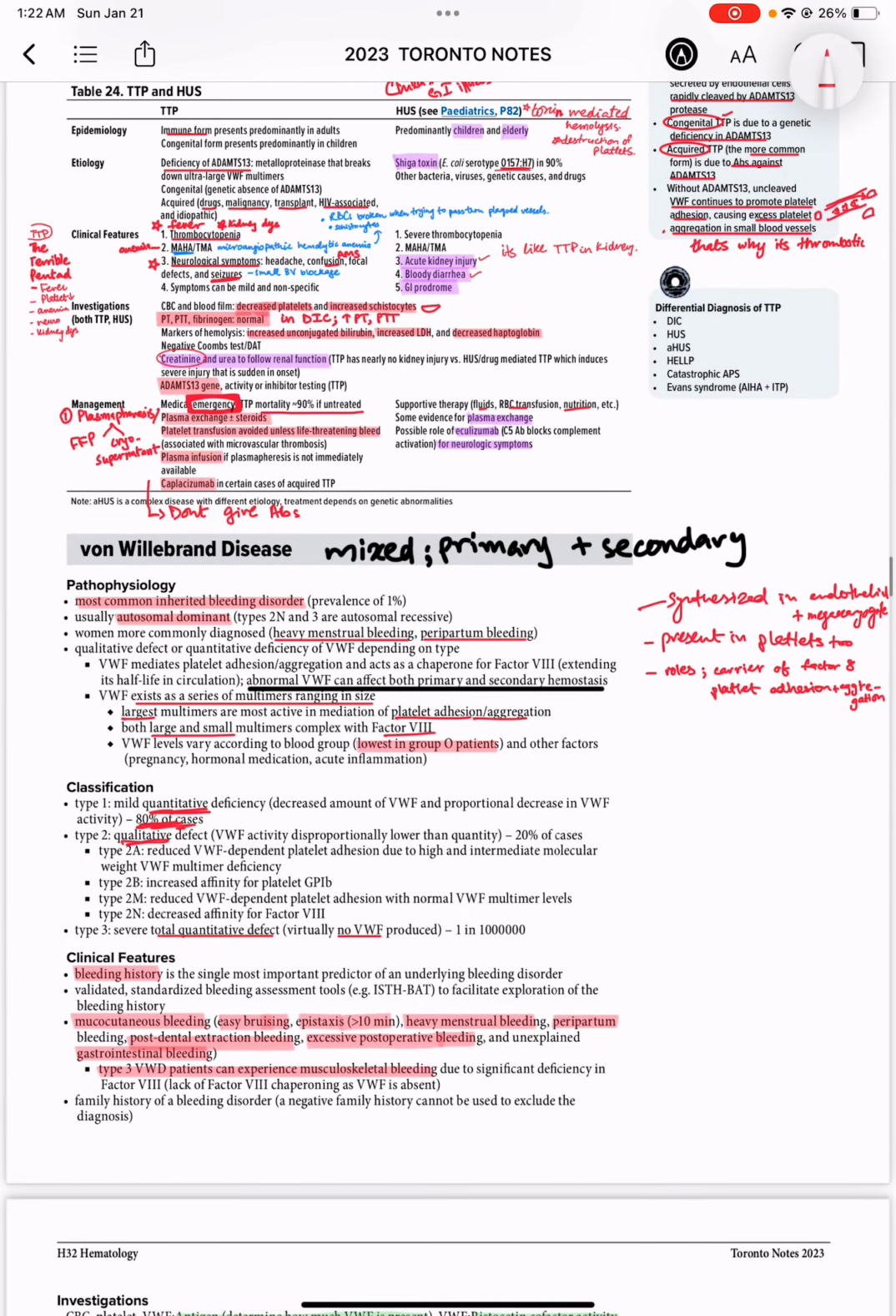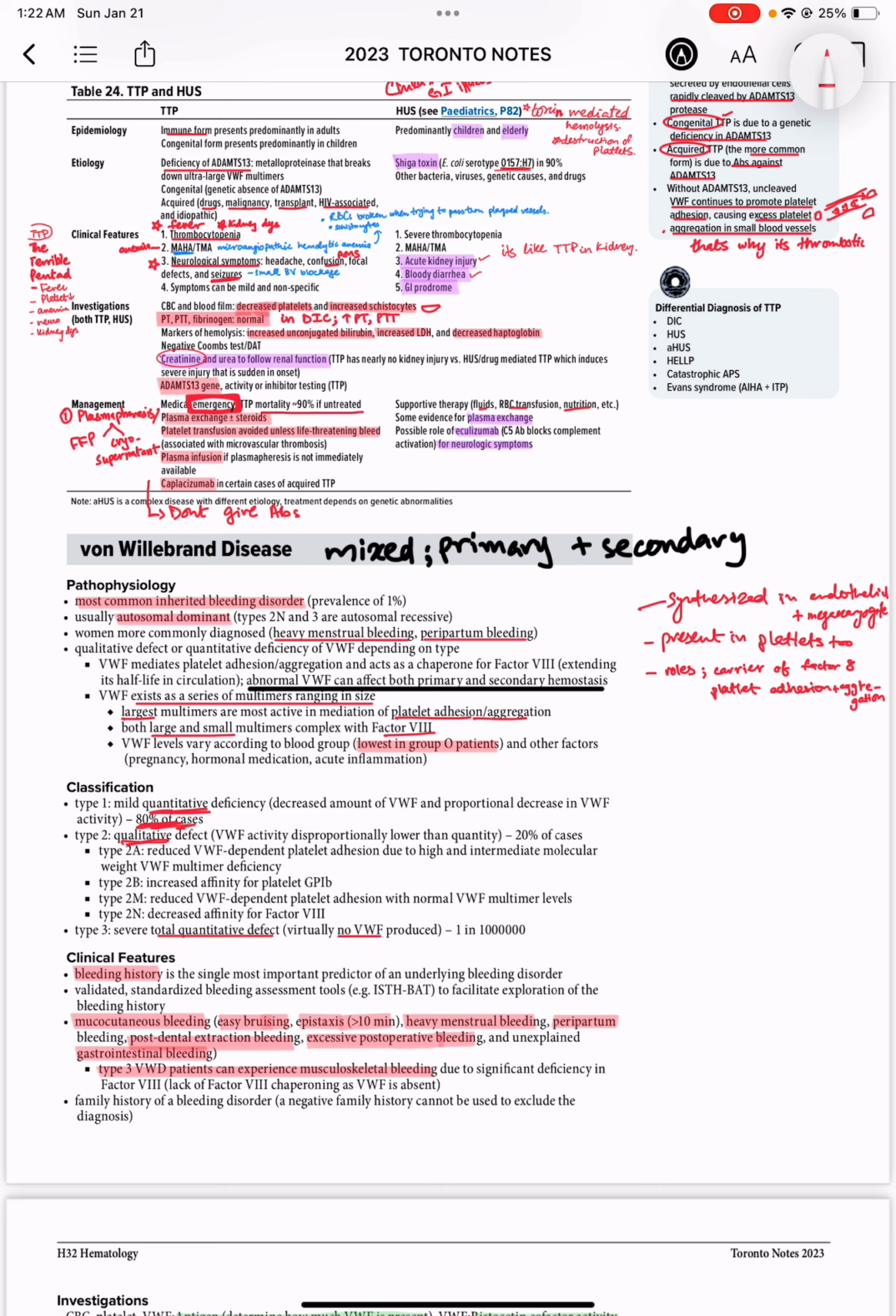So what happens in von Willebrand disease? Von Willebrand factor, where is it synthesized? It is synthesized in the endothelium and in the megakaryocytes, unlike the rest of the clotting factors, which are usually synthesized in the liver. This is synthesized elsewhere, like in endothelium and megakaryocytes, and it is present in the platelets and their alpha granules. So it gets released from there too.